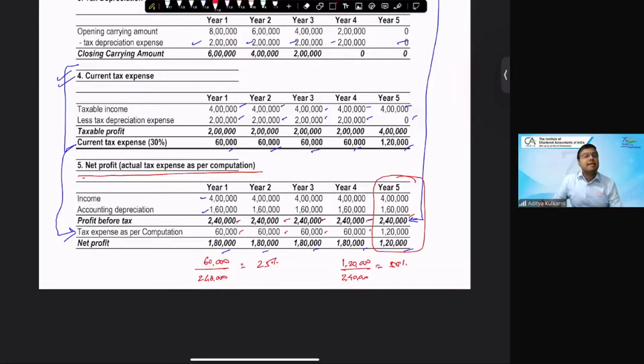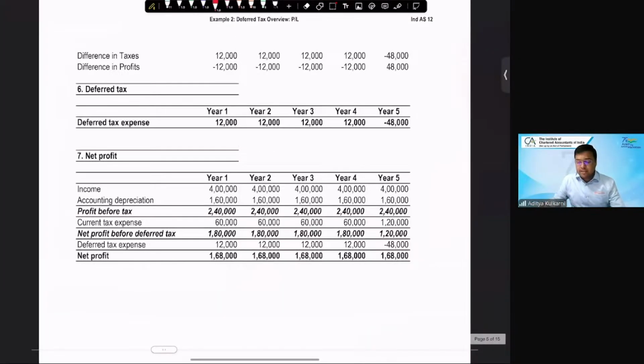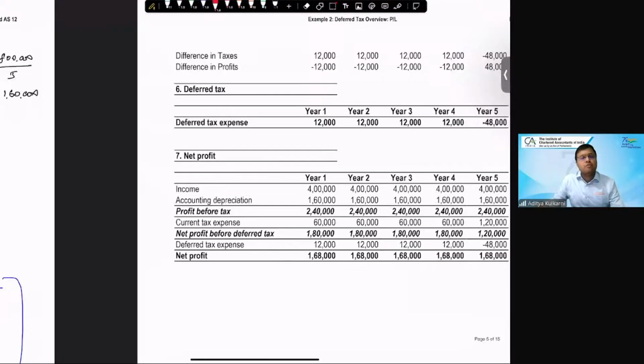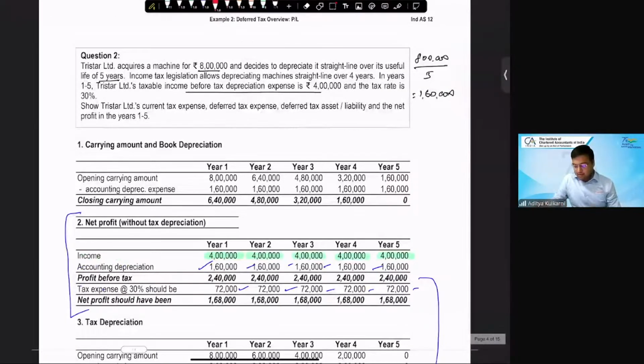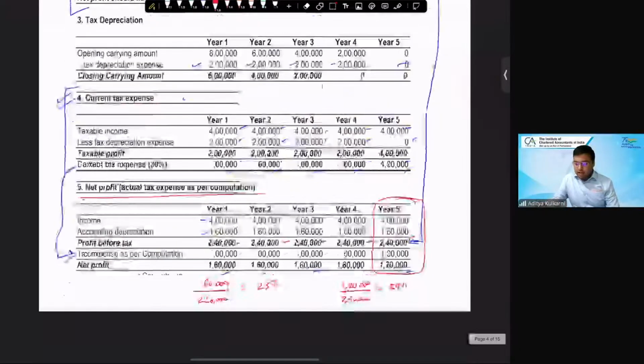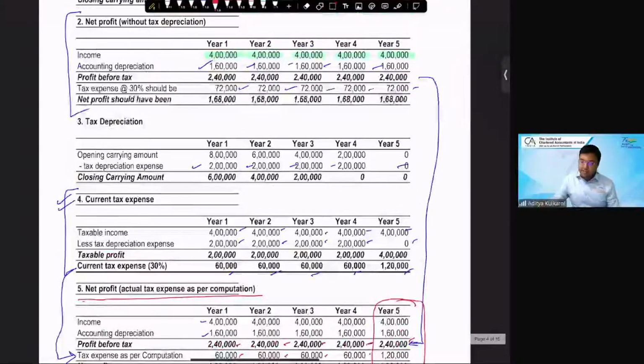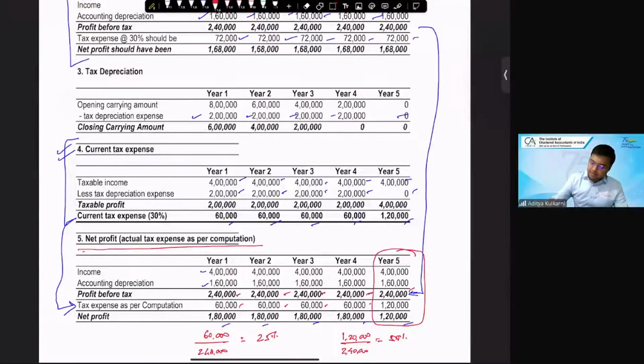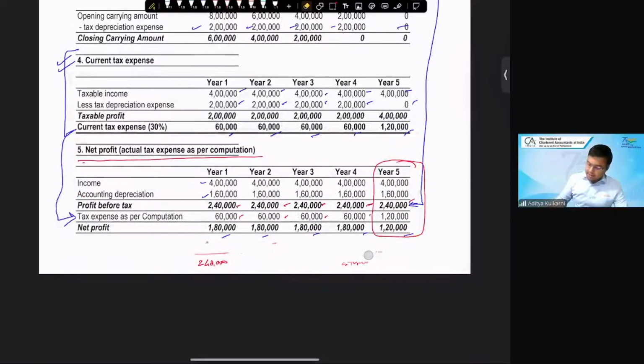Why has this inconsistency arisen? Because of the accelerated depreciation which is available under the income tax. Yes or no? All right. So if I look at the difference in tax, now just pay attention carefully.